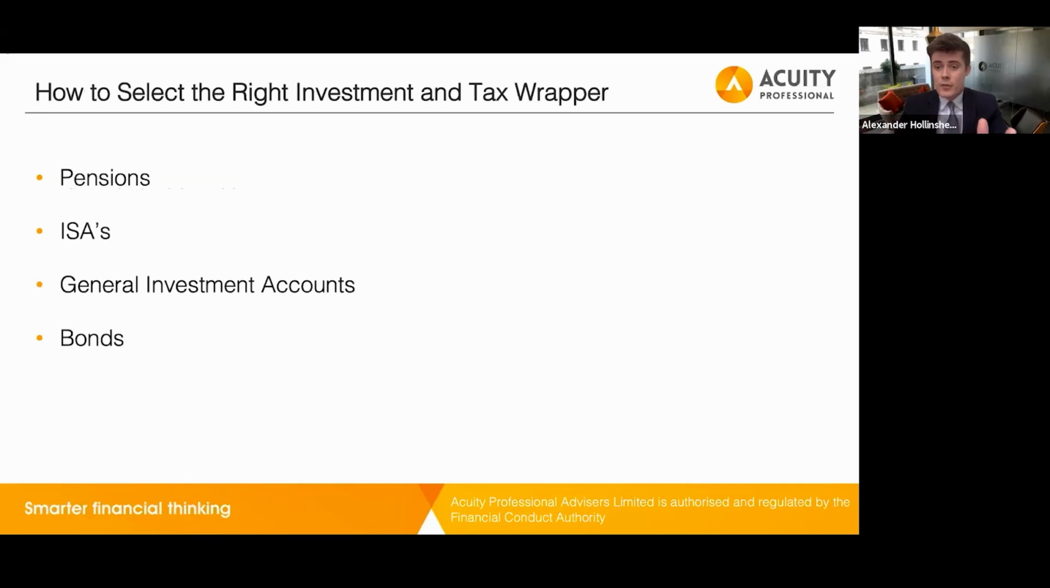So what's a tax wrapper? A tax wrapper is basically a financial product that has special legislation set up by the UK government attached to it. So for instance, an ISA, which I'm sure everybody has heard of, means that any individual can invest up to £20,000 per year. And when you come to withdraw money from this ISA, there is no capital gains tax to pay on it.